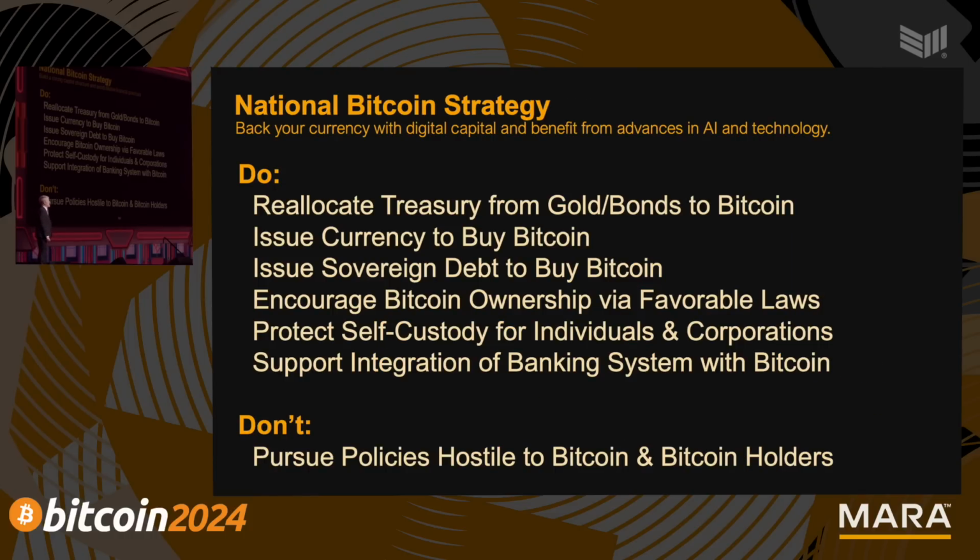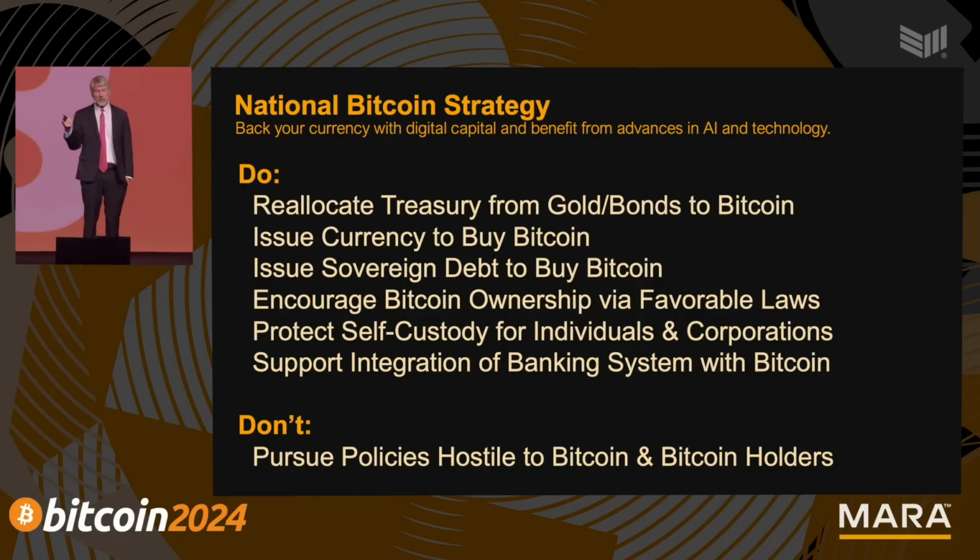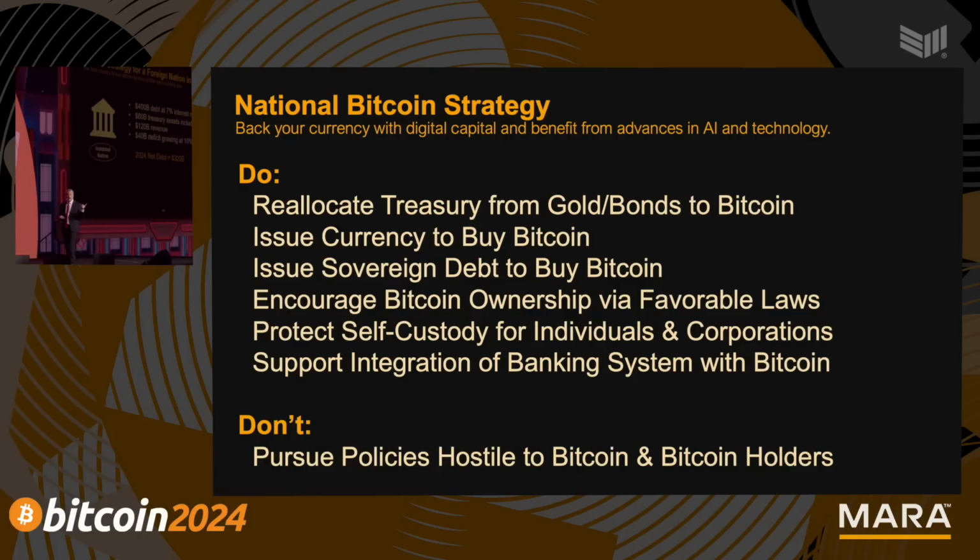Now let's talk about wealth of nations. This is the interesting one. What's the national Bitcoin strategy? Do's and don'ts. Well, reallocate your treasury from gold and bonds, they're short duration assets, to a 10,000-year asset. Issue currency to buy Bitcoin, issue debt to buy the Bitcoin, encourage Bitcoin ownership with favorable laws, protect self-custody for individuals and corporations, and support integration with the banking system of your country. Those are all do's. The don't: pursue policies hostile to Bitcoin and Bitcoin holders. This one's not complicated.